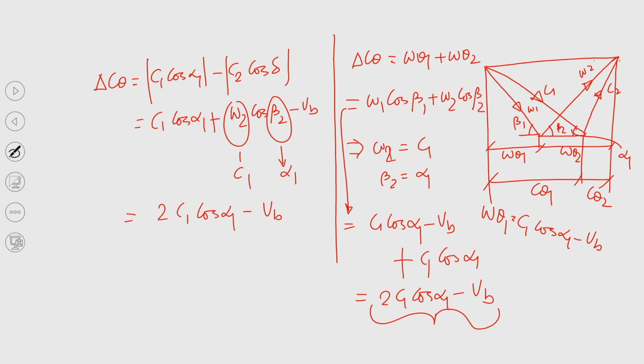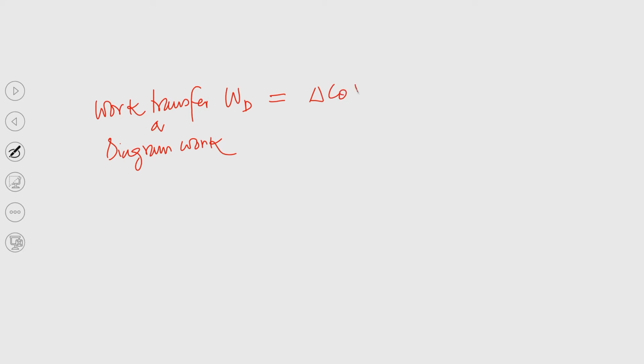So, now if we quickly write the work transfer, or diagram work, equal to delta C theta into V b, that is twice C 1 cos alpha 1 minus V b into V b. Okay. So, now we need to find out efficiency.